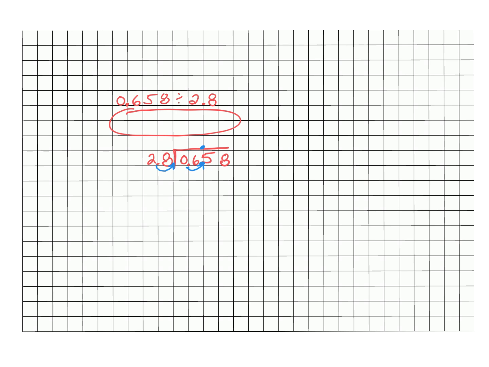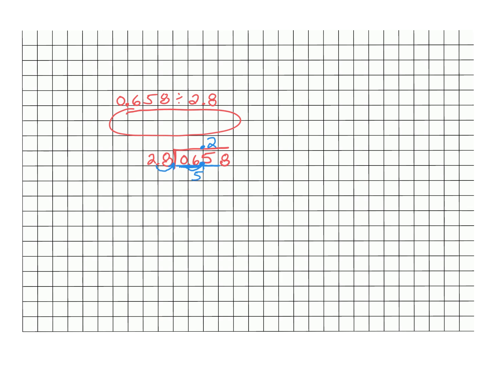How many times does 28 go into 0? Well, it won't go into 0. How many times does 28 go into 6? Well, it won't go into 6. So now I'm going to say, how many times does 28 go into 65? Because remember, I'm ignoring that the decimal point is there. It goes in there twice. 28 times 2 is 56.